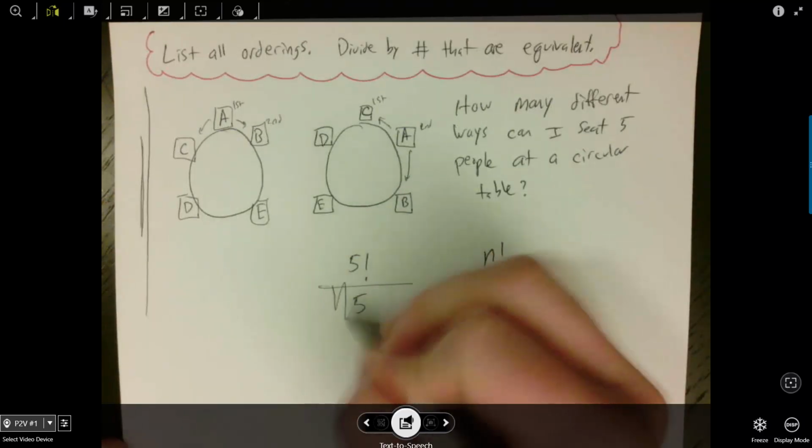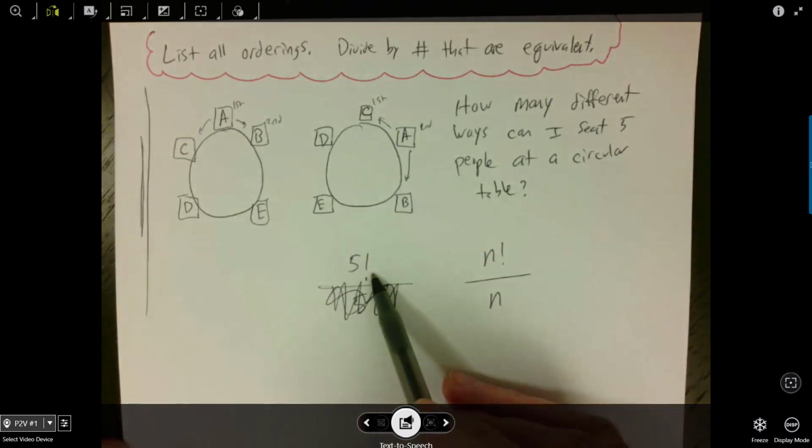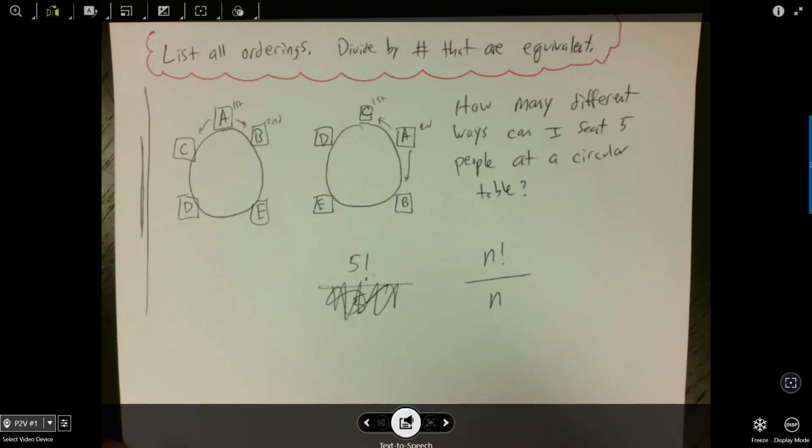And so in that case, you really might say that there are just 5 factorial different seatings. So I want to emphasize in all of these problems, it's about what you want to count as different. And that's what dictates the strategy, and that's what dictates the answer. Okay.